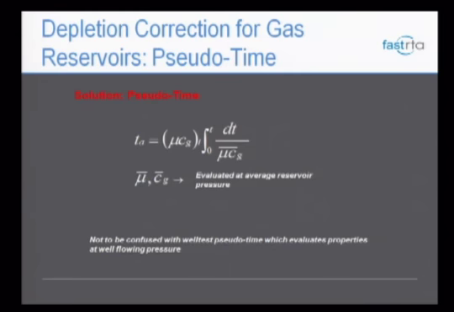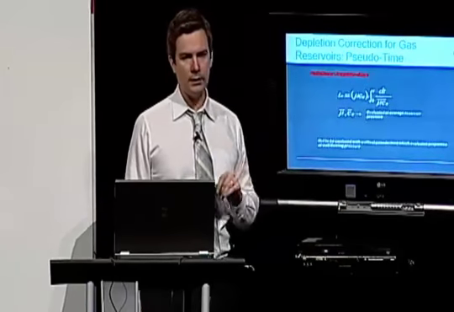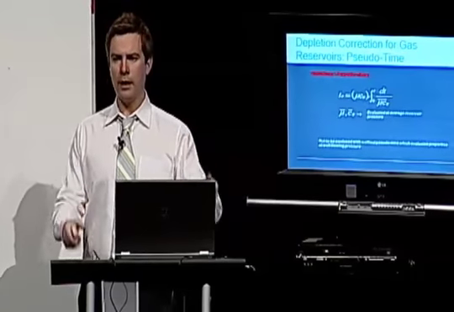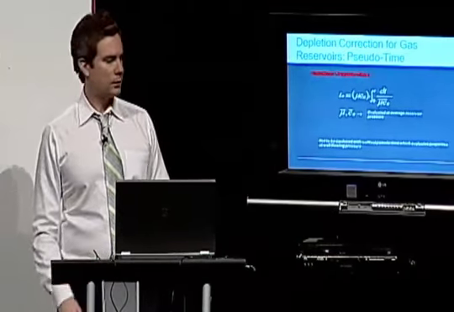So this definition is really the same as the original Agarwal definition, but it's been enhanced to calculate the gas properties at average reservoir pressure. Okay? So this equation is fairly straightforward, but very difficult to calculate. One of the reasons it's difficult is because we need to know mu and c at average reservoir pressure, but we don't know what average reservoir pressure is. That's one of the things we're trying to figure out. So this becomes a little bit of a problem right away.